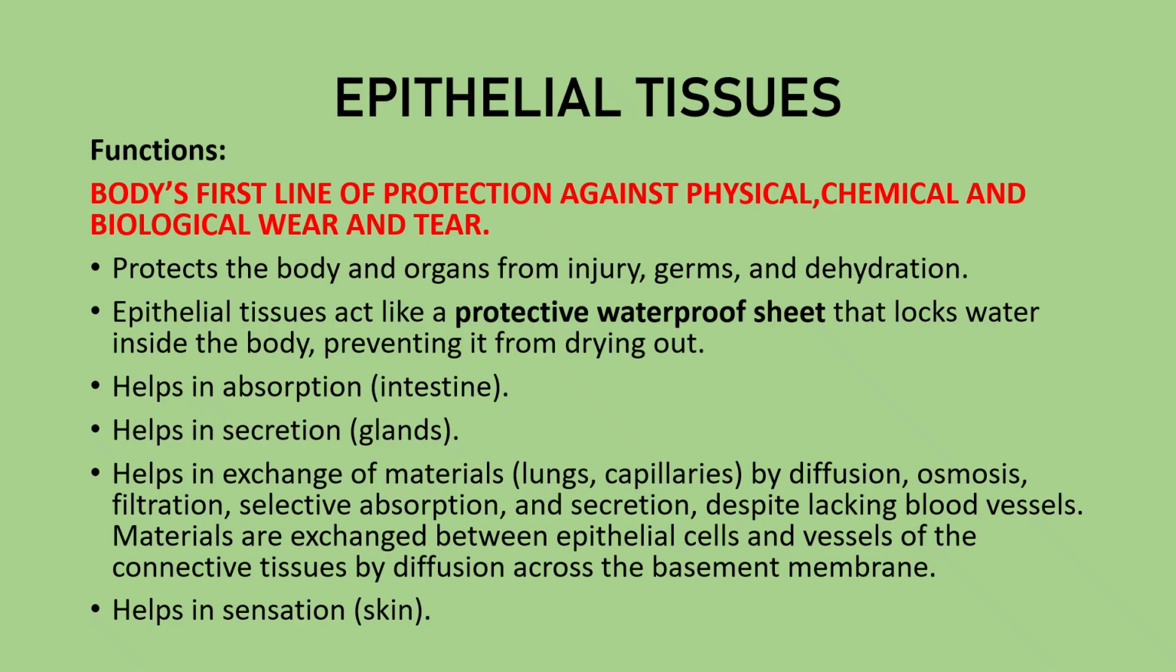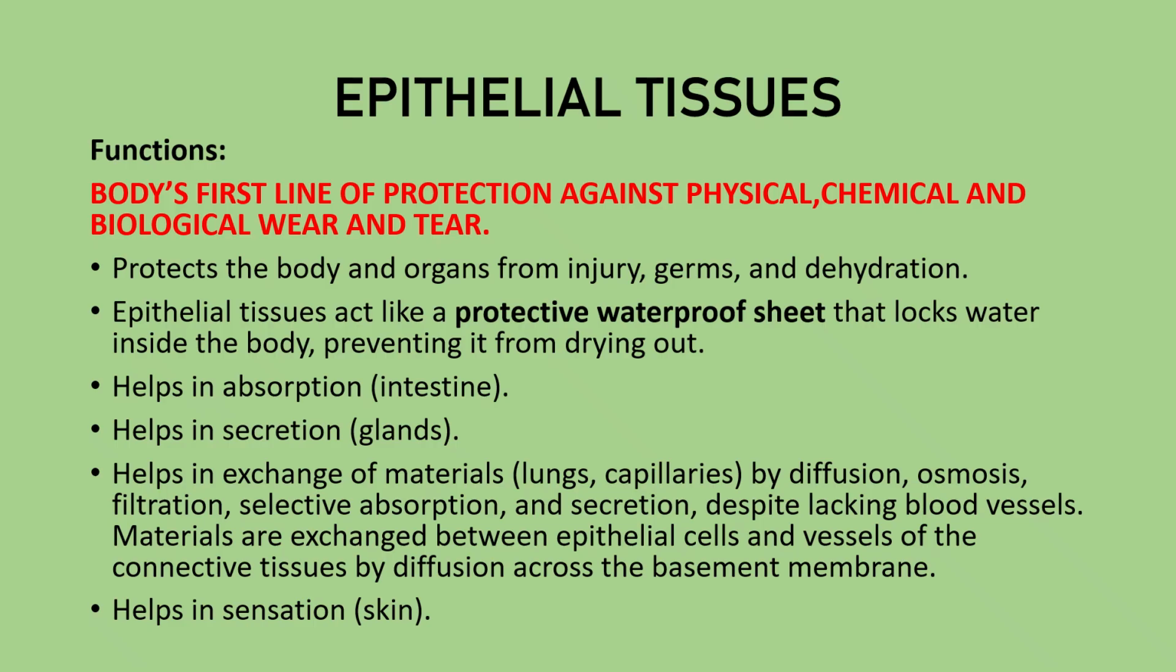Epithelial tissues act like a protective waterproof sheet that locks the water inside the body, preventing it from drying out. In this way, it protects the body from dehydration. It helps in the process of absorption in the intestine. It helps in the process of secretion in the glands.